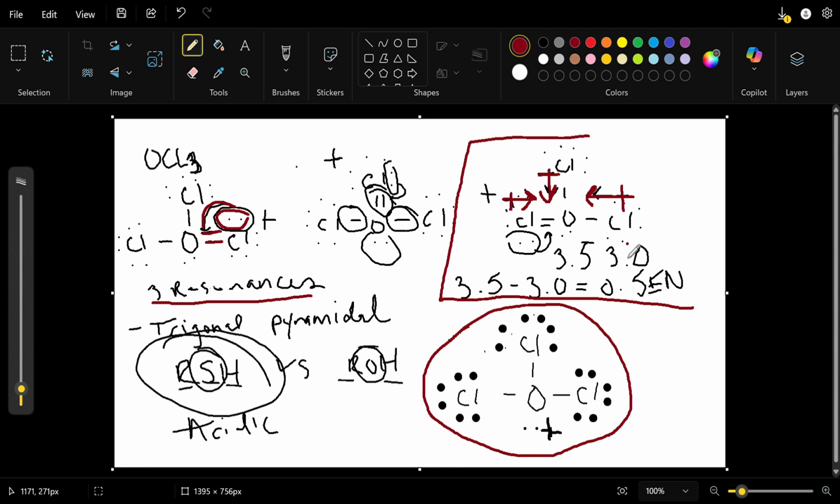And then after that, I take the difference between 3.5 and 3.0 and I get 0.5. And so I posted a chart that helps me when I'm trying to find if a molecule is polar or non-polar, because sometimes it could be difficult to remember all the ranges to go by.